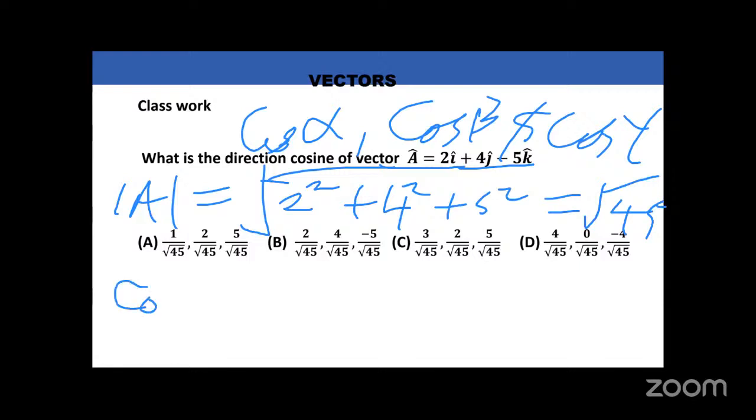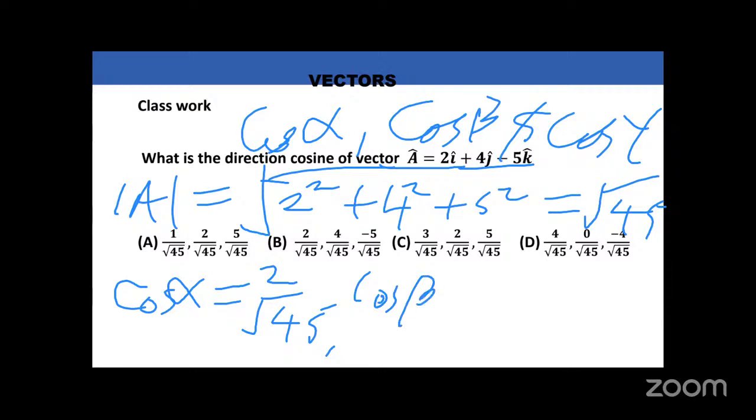So that is our A. So cos alpha, the angle between the magnitude and the x component. The x component is 2. So that will be 2 over root 45. Cos beta is the angle between the y component and the magnitude. What is the y component? Y component is 4. So that will be 4 over root 45.